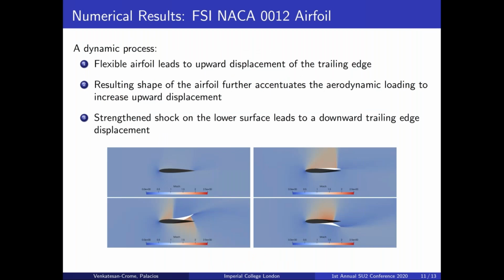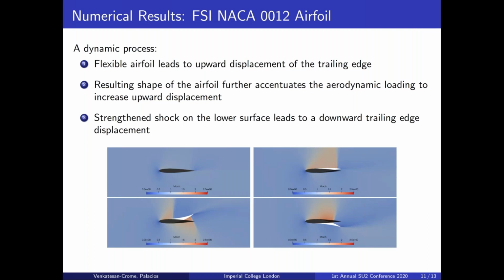As the flow develops around the airfoil, the flexible airfoil leads to an upward displacement at the trailing edge that's given by the image in the top right. This resulting shape further accentuates the aerodynamic loading that the structure can't suppress and leads to increased upward displacement that's shown in the bottom left. And the shocks on the upper surface move towards the leading edge, and the strengthened shock on the lower surface leads to a downward trailing edge tip displacement seen in the final image in the bottom right.